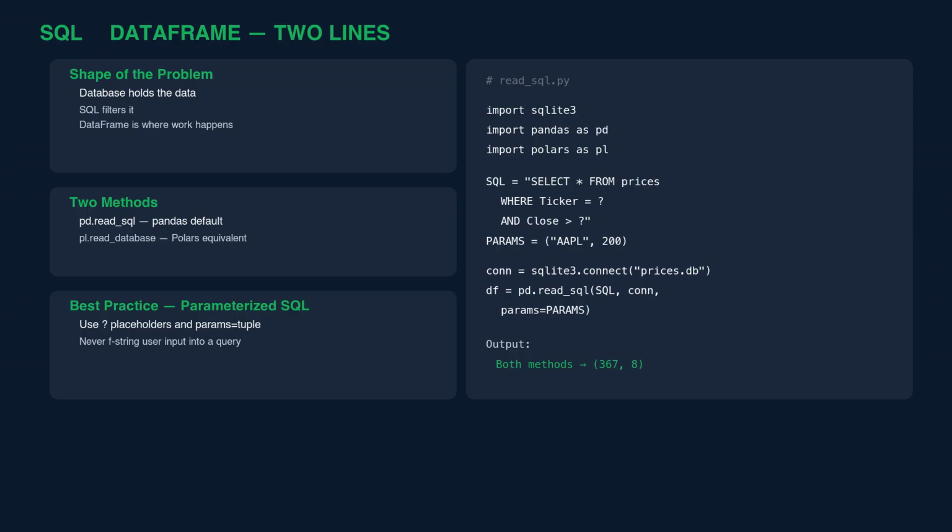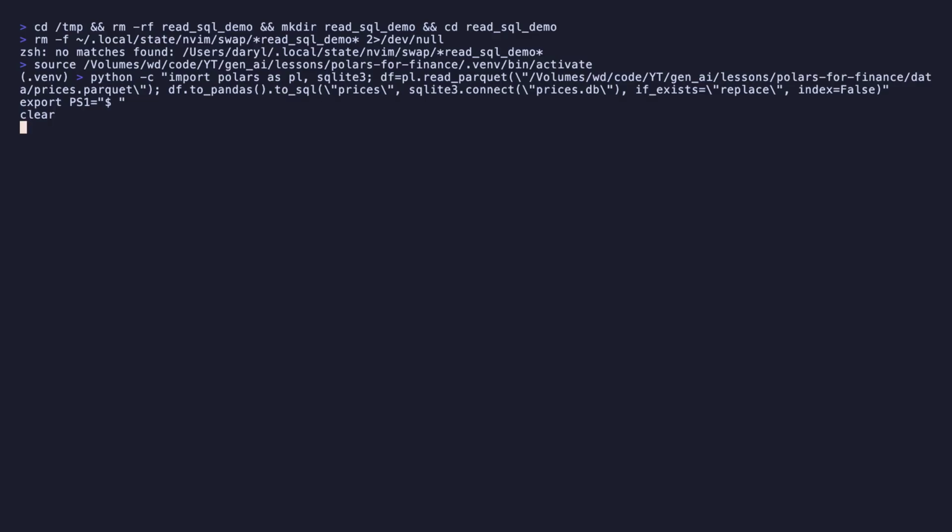Today, read 367 AAPL-above-two-hundred rows from a SQLite prices table 2 different ways. Parameterized queries to defend against SQL injection. We're reading rows from a SQLite database into a Python data frame. 2 libraries, 2 ways.